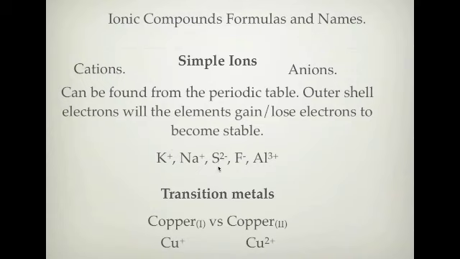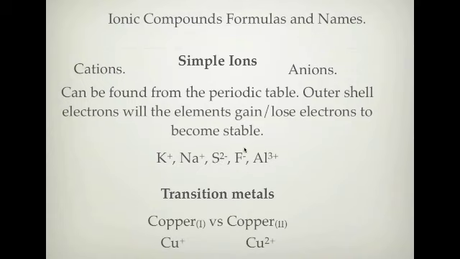Sulfur, on the other hand, is over in group 6. It has 6 electrons in the outside shell because it's in group 6 of the periodic table. What it will do to become stable is to try and gain 2 to get that magical number of 8. Remember, elements always want 8 electrons to become stable. So because it's got 6 in its outside shell already, it will gain 2 and become 2 negative. That's what sulfur will do. Because it's in group 6, it will gain 2 electrons to become stable and become S2-.